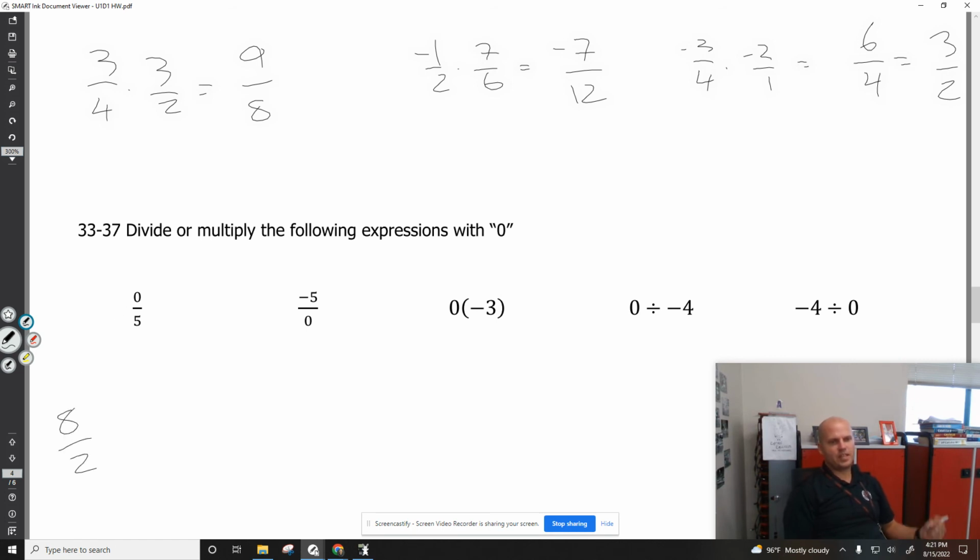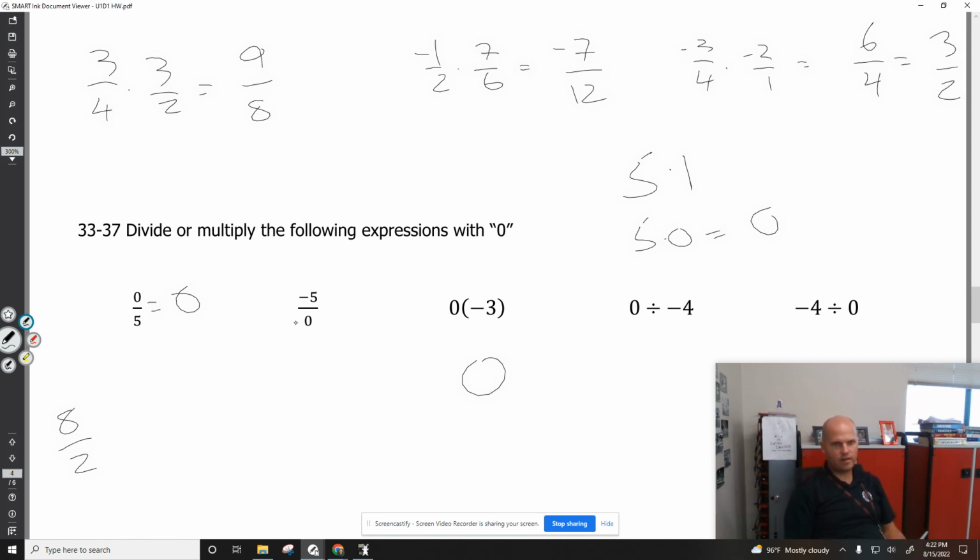8 divided by 2. How many times does 2 go into 8? Or what number times 2 is 8? 4. 2 times 4. How many times does 5 go into 0? Or what number times 5 is 0? Well, we've talked about this. One group of 5 is 5. 5 times 1 is 5. If I asked you for 0 groups of 5, oh, well, then you just have nothing. So like 0 times -3, that's 0. That's important to know. So because of that, 5 times 0 is 0.